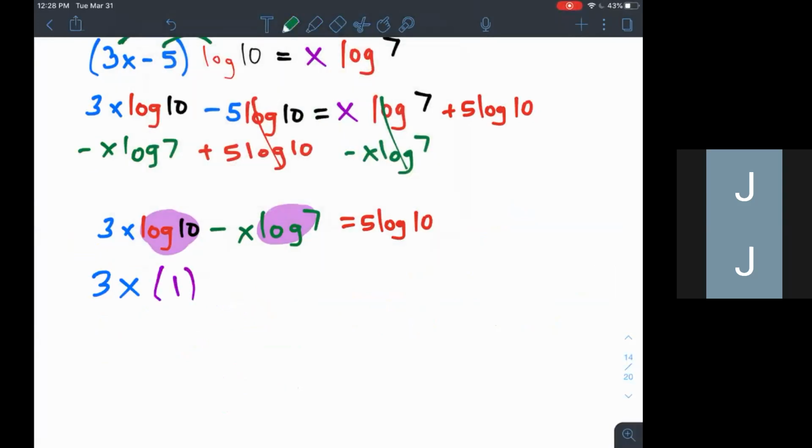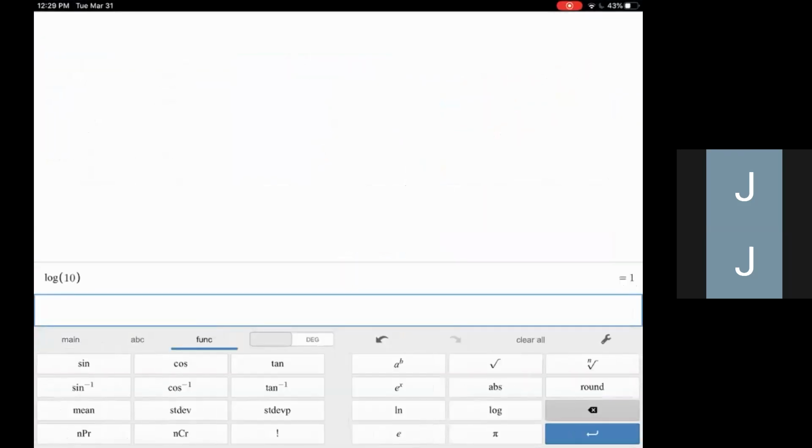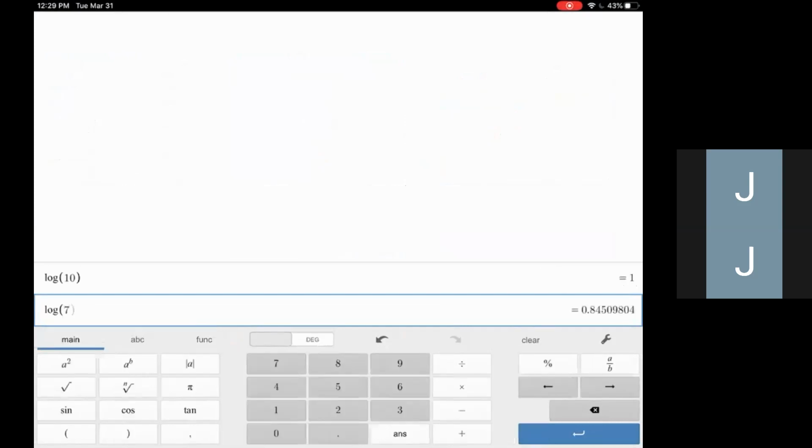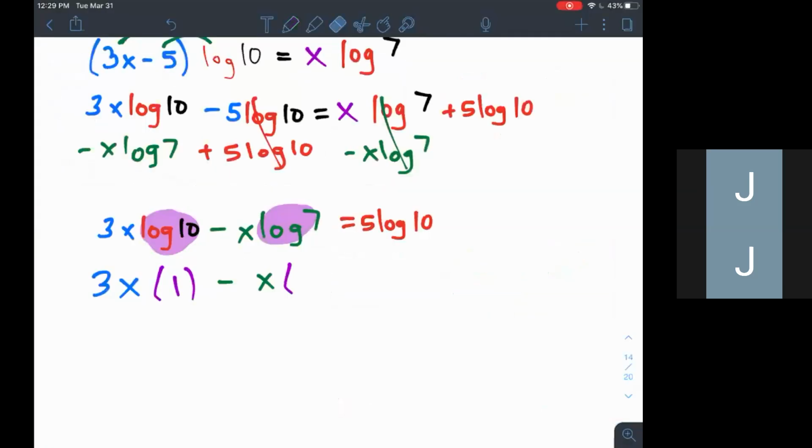Minus x times log of 7. Let's use our calculator to evaluate log of 7, which is saying 10 to what power is 7. That's going to be a decimal, something smaller than 1. Sure enough, it is 0.8451 to 4 decimal places. And that is equal to 5 times log of 10. We just said log of 10 is 1, so 5 times log 10 is 5 times 1, which is 5.